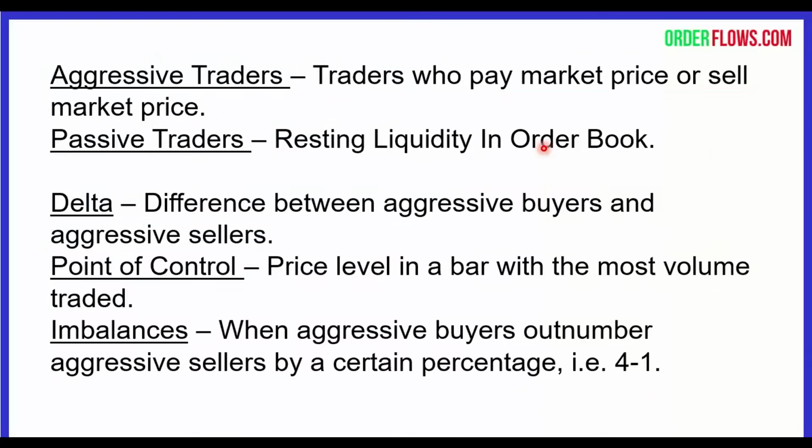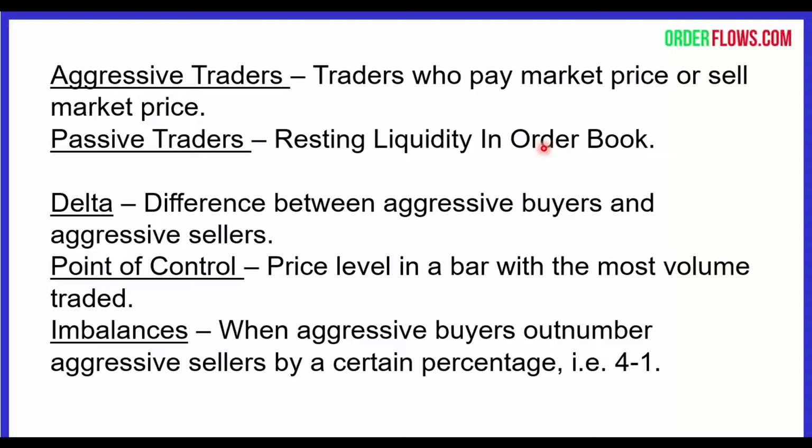Aggressive traders, passive traders. It's not just trading. There's two types of traders. There's aggressive traders and there's passive traders. An aggressive trader is someone who pays the market price when they're buying or sells at the market price, as opposed to a passive trader, which is someone that's working a bid or working an offer. So think about it for a second.